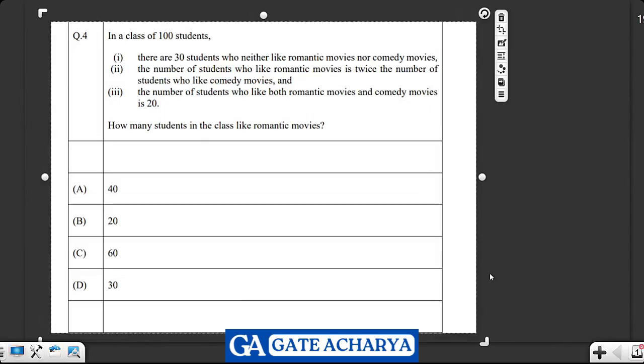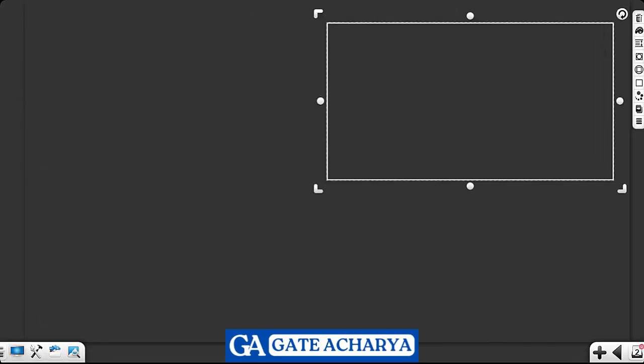So there are a total of 100 students in this class. Out of this, 30 students neither like romantic movies nor comedy. Let's understand this game here. What is this set? If you want to draw it, let me draw the Venn diagram. Let's say this is the universal set consisting of 100 students.